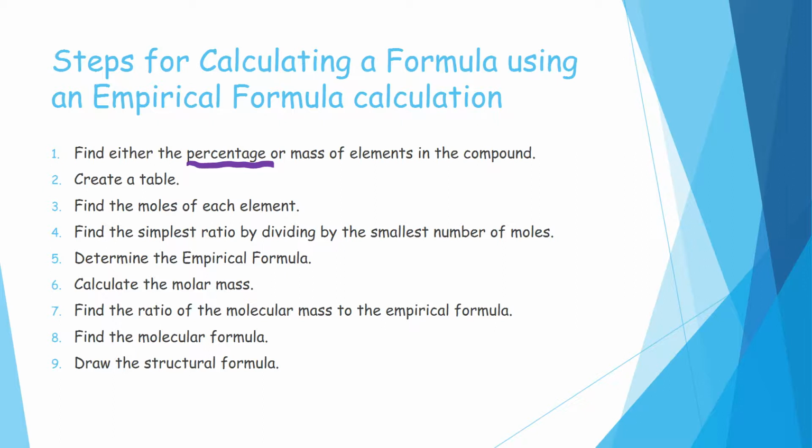That is the only way that you'll be able to adjust for the fact that you've got two different size samples, because the percentage will never change on a compound. Then you'll go through the standard procedure for calculating an empirical formula. You'll create a table, you'll find the moles, you divide the simplest ratio, determine the empirical formula, calculate the molar mass, determine the molecular formula, and then draw any structures that you're required.